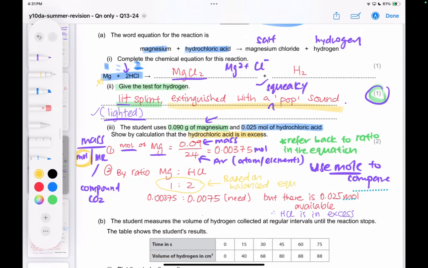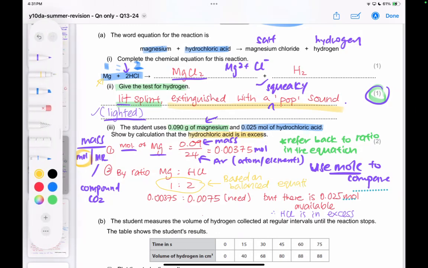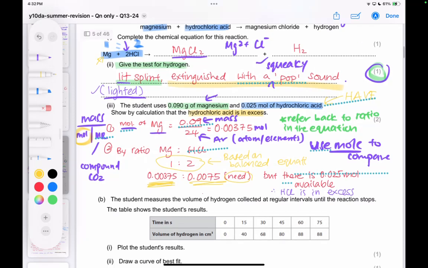So what this means is if I have 0.0375 mole of magnesium over here, then I will need double that mole of hydrochloric acid, which is 0.075 mole of hydrochloric acid. But I need this. But what do I have? I actually have a lot more. I have 0.025 mole of hydrochloric acid. Because what I have is more than what I need, then my hydrochloric acid would be in excess. So this goes to show that the hydrochloric acid is in excess, and that's how I prove this 2 mark question here. Okay, hopefully this helps.